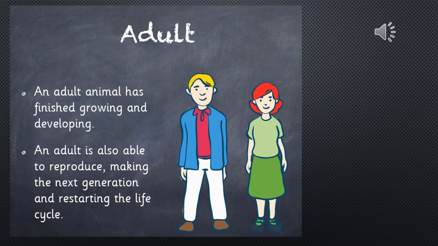Then we get to the adult stage. This means that the animal's finished growing and developing. It's reached its full potential. It's not really going to change a lot except heading into that elderly senior moments. It means that it's able to start having its own babies if it wants to.